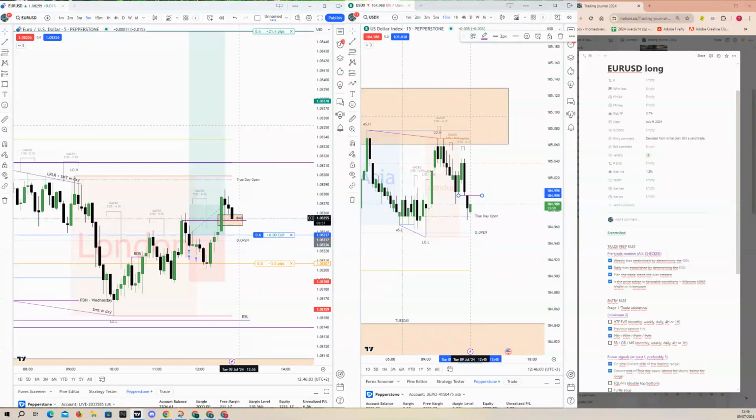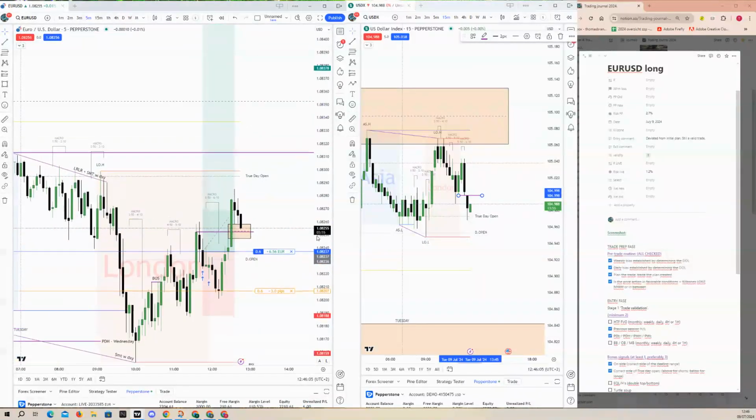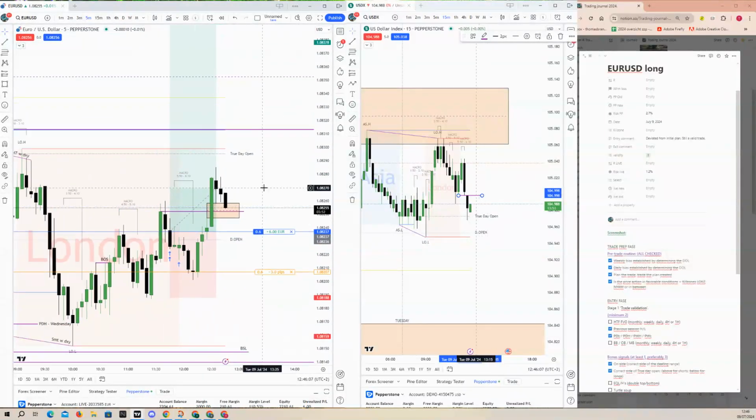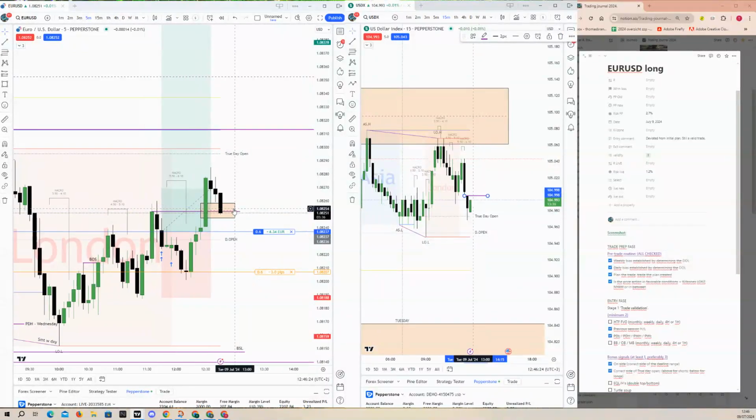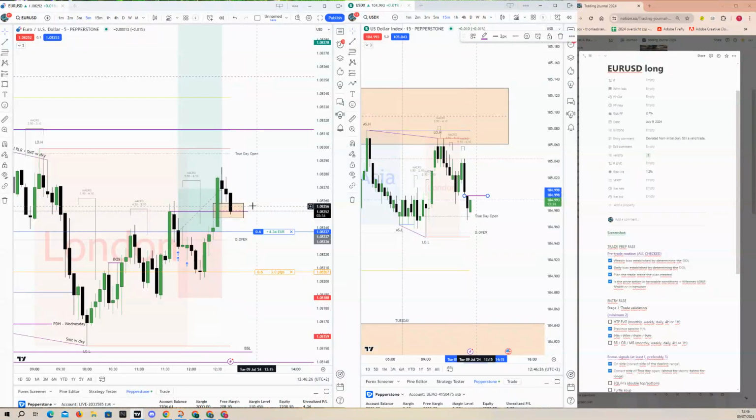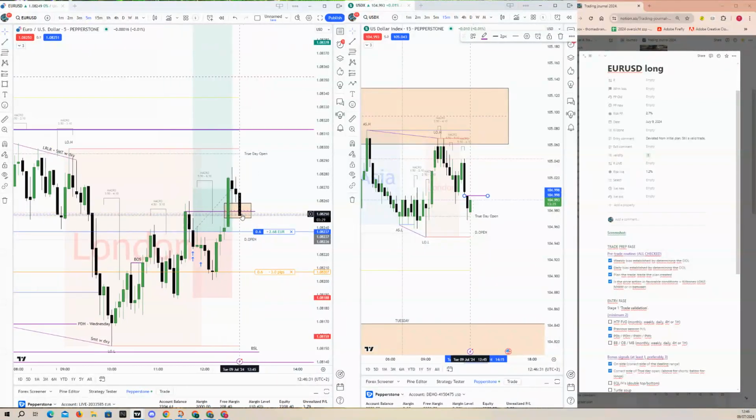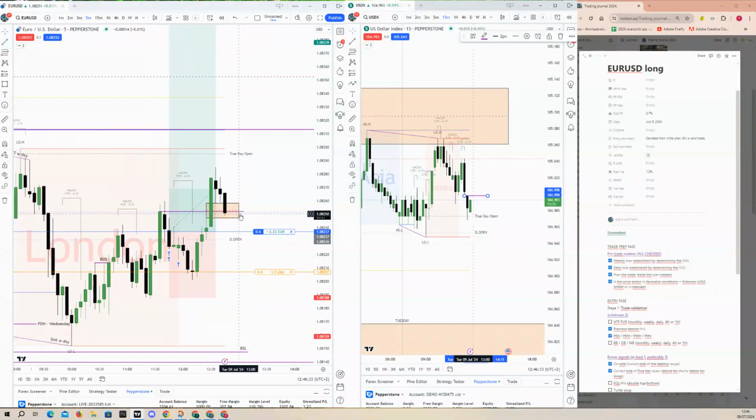There we go. Nice little pullback. And again, this is not a guarantee that it's just a pullback. We might see the whole thing turn around and then I take a small loss, which is not the initial loss I planned to take, but still it's a loss. So let's see if this is the level that I'm expecting it to pull back to, at least.